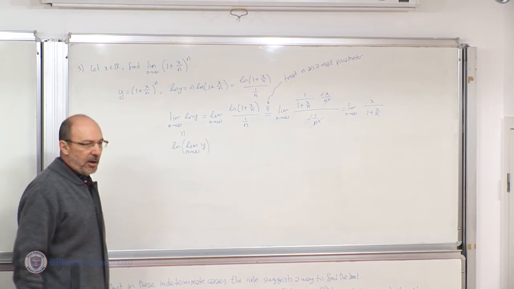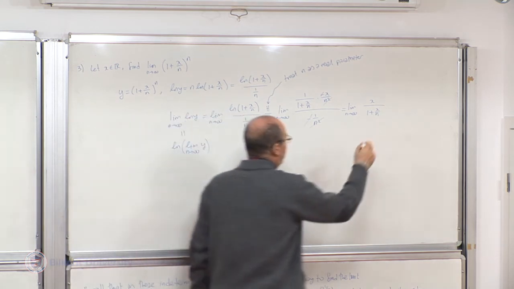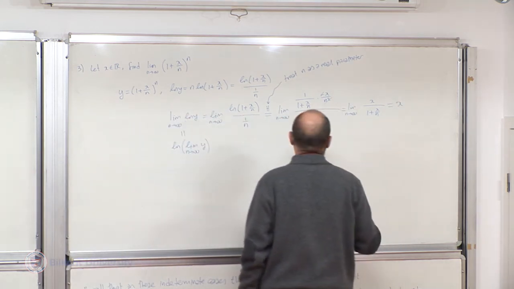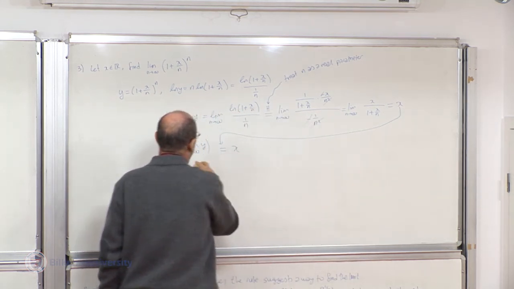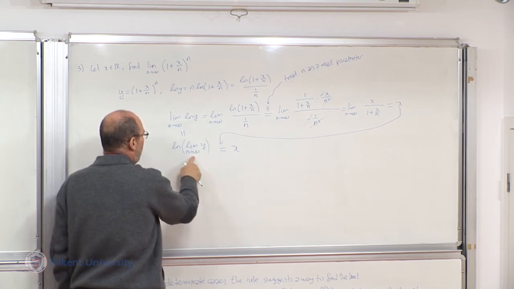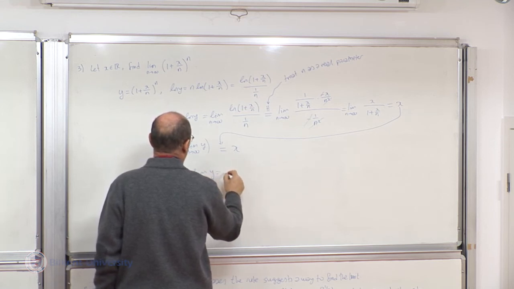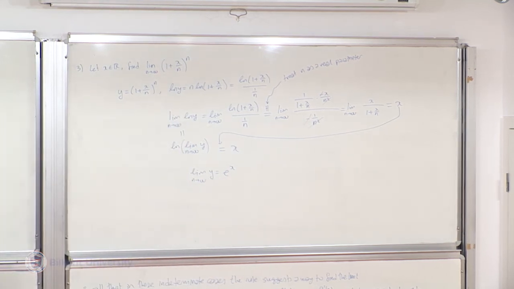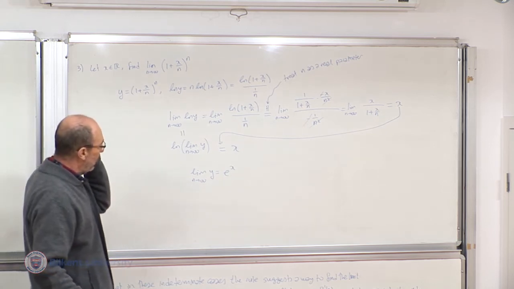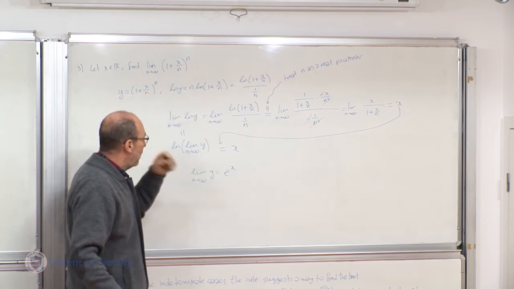Okay, so here we see that there is no indeterminacy. Okay, as n goes to infinity, this goes to x. Okay, so we know that now this is equal to x. ln of something is equal to x, so that something is e to the x. Okay, so we have limit n goes to infinity of y is equal to e to the x. Okay, so you can try this with the computer and see how this approximates e to the x.